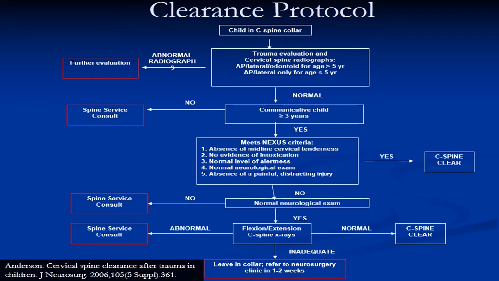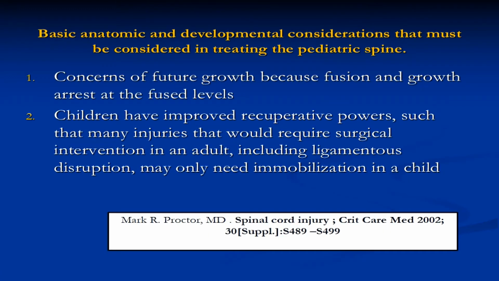If you can clear the child, fine. If no, you check the neurological examination. If the neurological examination is abnormal, again you refer to the spine service consult. If it is normal, you get a flexion-extension cervical spine X-ray. Again, if abnormal, refer for a spine service consult. And if they are normal, the cervical spine is clear.